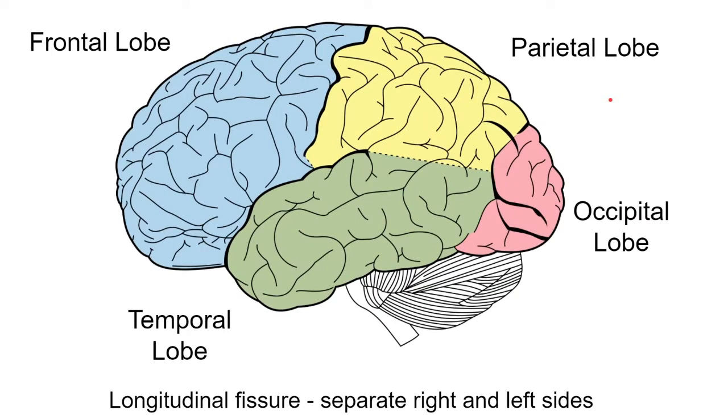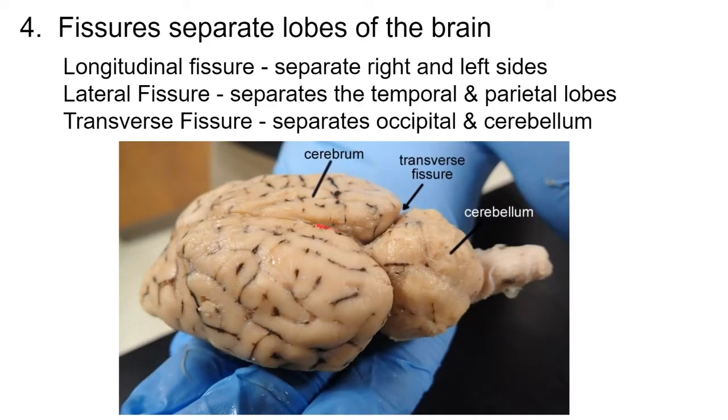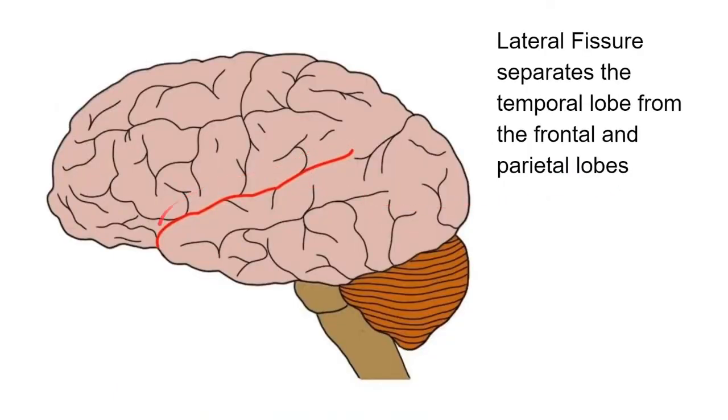The cerebrum is broken down into 4 lobes. You have the frontal lobe, parietal lobe, occipital lobe, and temporal lobe. Then in between the two halves of the brain, you have what is known as a longitudinal fissure. They separate the right and the left half. So the longitudinal fissure would be right here. You also have an area known as the transverse fissure, which separates the occipital lobe, which is this back part of the brain, from the cerebellum, and then lateral fissures, which separate the temporal and parietal lobes. So here's a close-up of that lateral fissure.